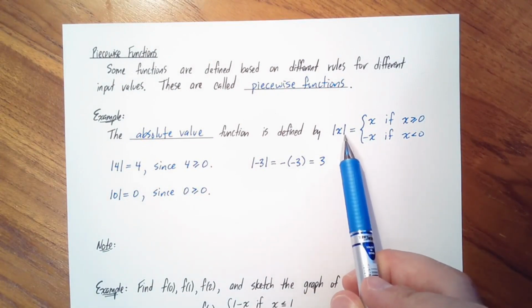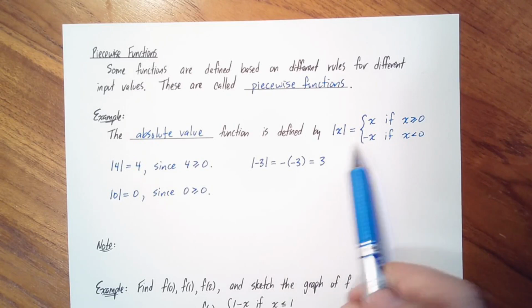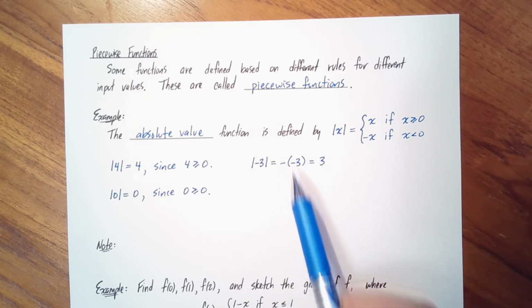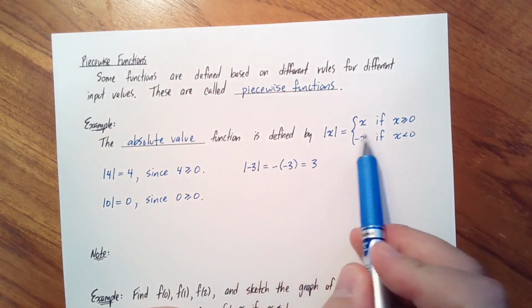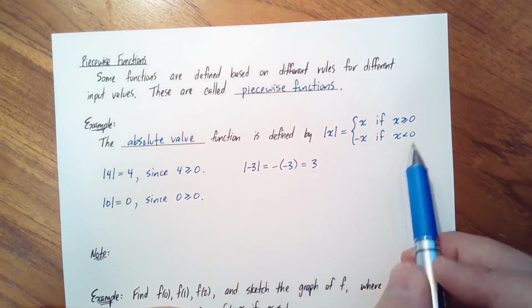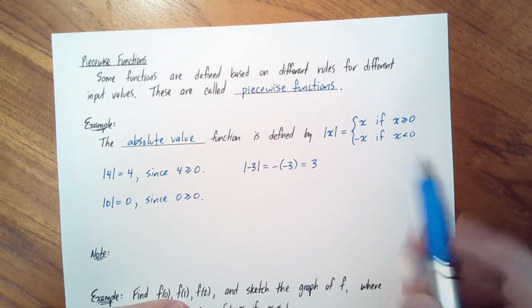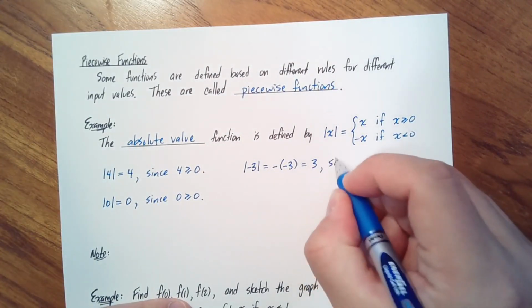It threw away the negative, but the way it did it was by putting another negative sign in front to cancel with that negative. Okay, so the result was 3, and the reason we used this rule is because negative 3 satisfied this inequality, right? Because negative 3 is less than 0.